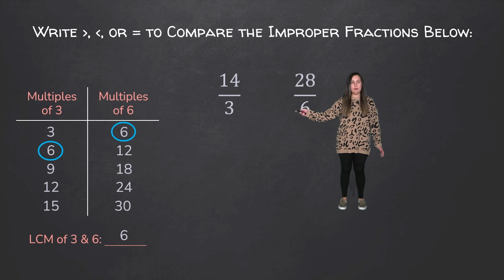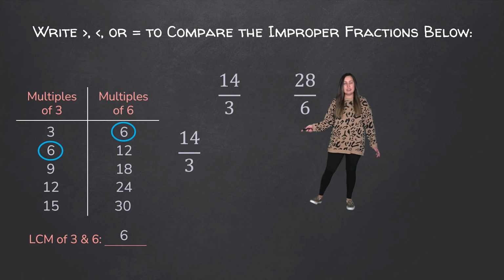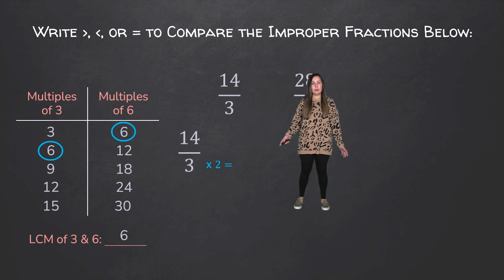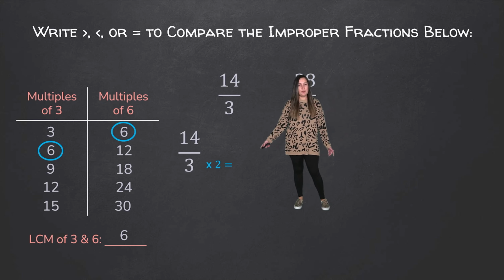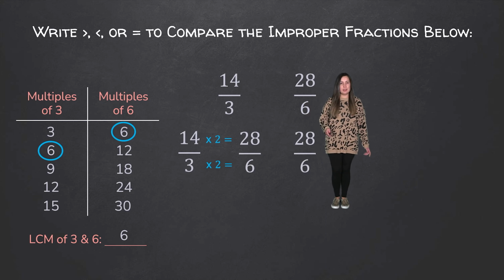So now we're going to take 14 over 3 and make it so that we have a denominator of 6. So in order to get a denominator of 6, we have to take the denominator of 3 and multiply it by 2. And whatever we do to the denominator, we have to do to the numerator as well. So we also multiply the numerator by 2. 14 times 2 is equal to 28, and 3 times 2 is equal to 6.